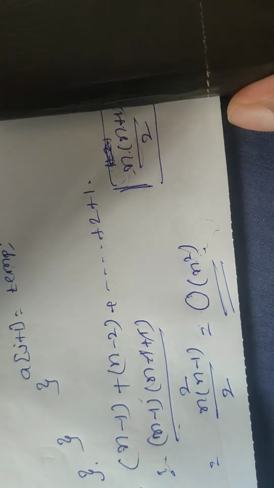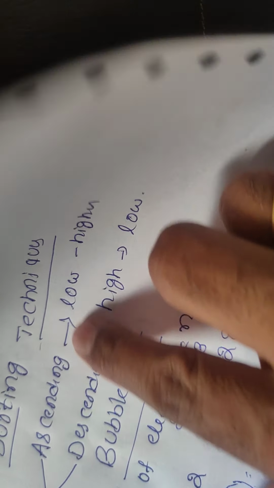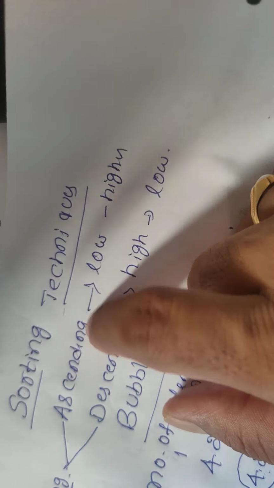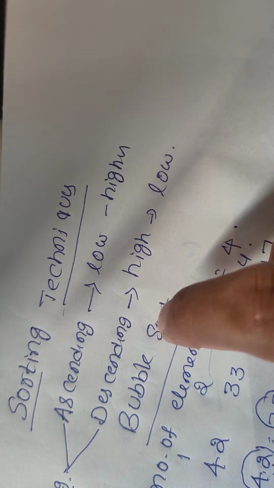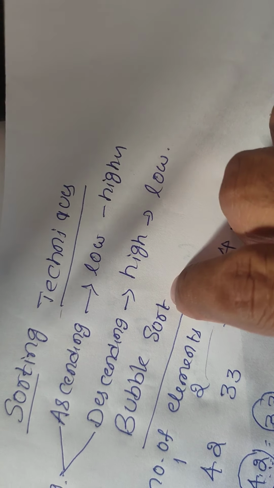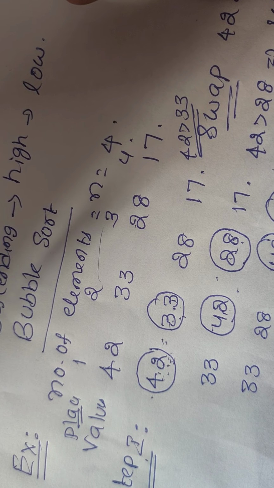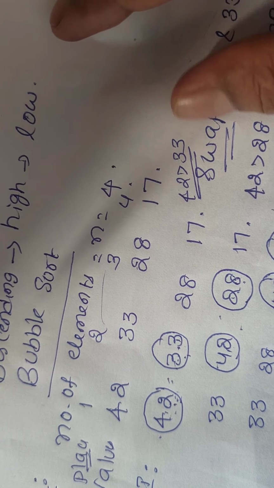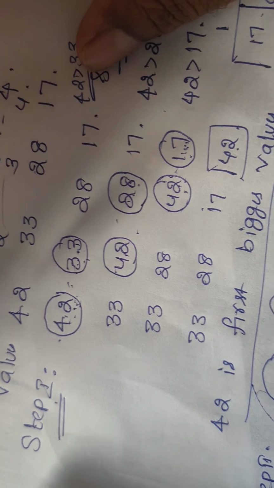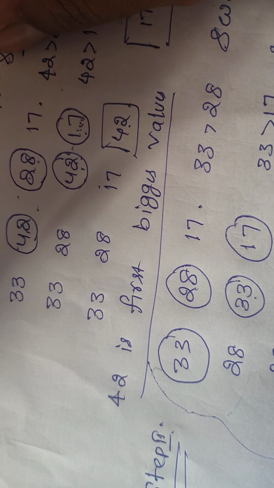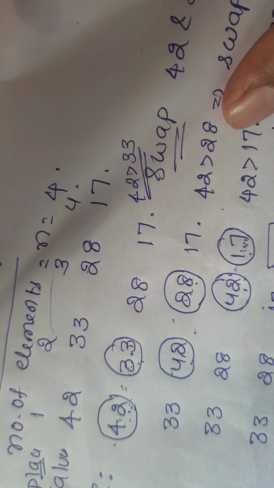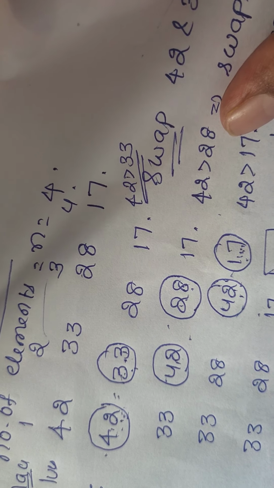So this is about the bubble sort technique. What are we learning here? What are sorting techniques? There are many sorting techniques, which may be in ascending order or descending order. Now we explain only the bubble sort technique. I will take only 4 values: 42, 33, 28, 17. After that, I will compare all values step by step: step 1, step 2, step 3. There are only 3 steps because n is equal to 4. If n is equal to 5, there will be 4 steps. Based on this logic, I will explain.